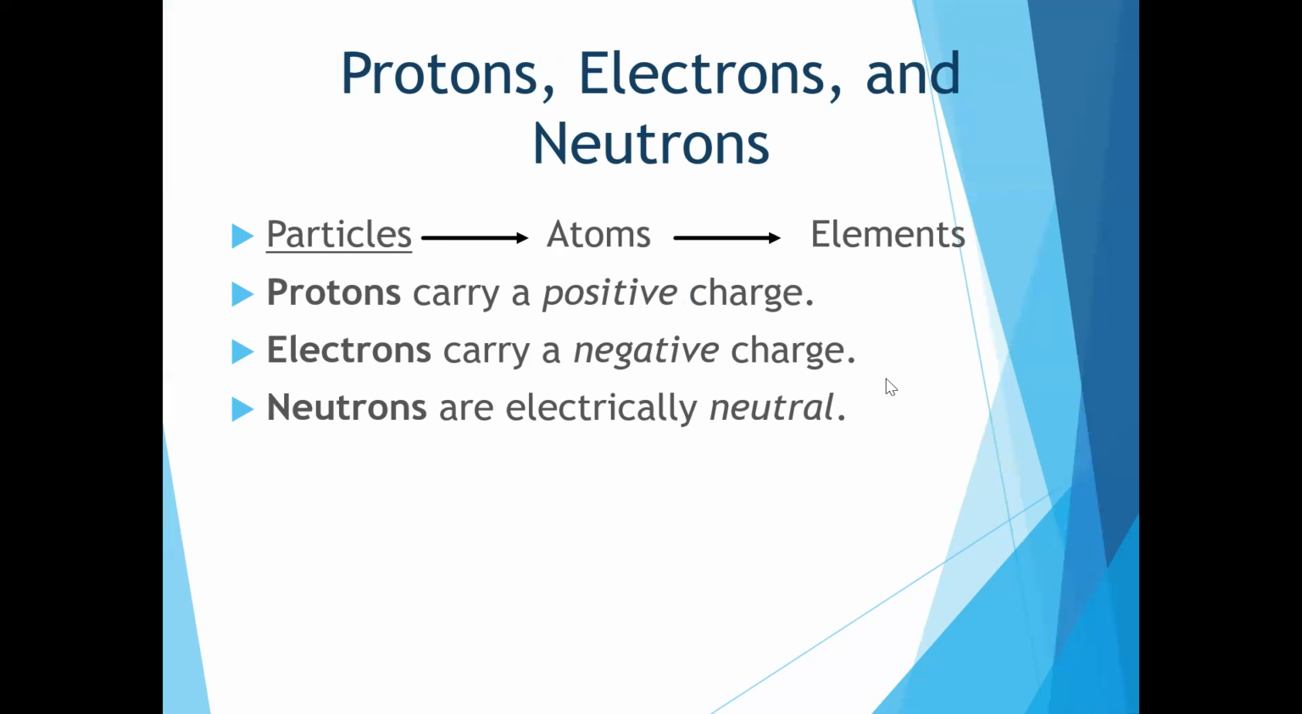All right, so particles make up atoms, which make up elements. The three particles are protons, which carry a positive charge, electrons, which carry a negative charge, and neutrons, which have a neutral charge, no charge at all.